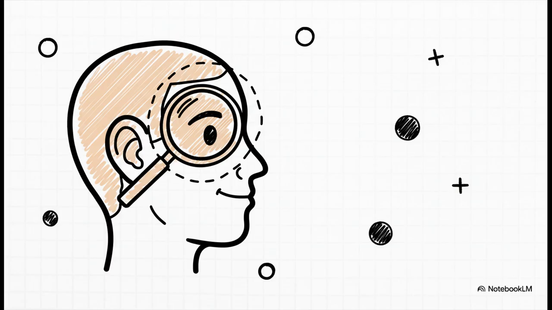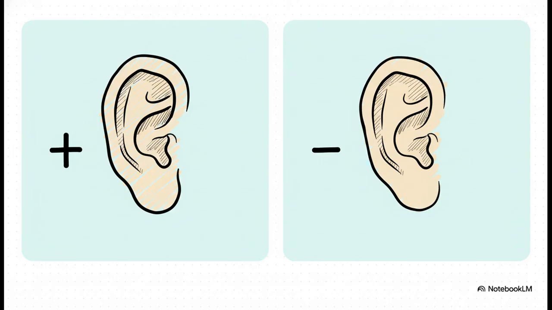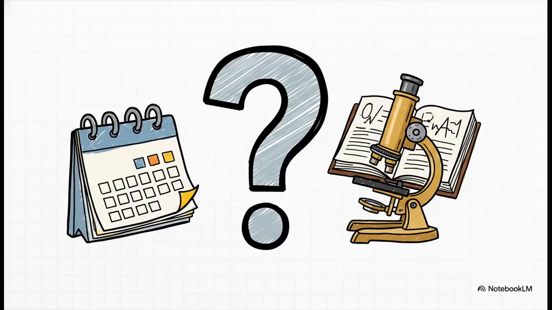Yep, your earlobes. See, some are free or hanging, and others are attached. It's a classic inherited trait. So how does this even work? Well, to figure that out, we gotta go way back.